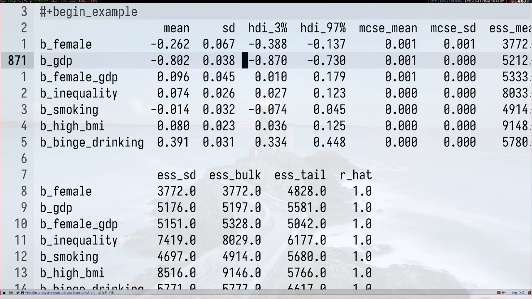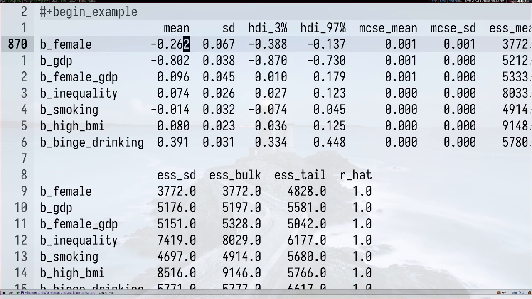The effect of GDP is that higher levels of GDP will decrease mortality. Again, that's what we would expect. Richer countries have lower mortality. The interaction effect between female and GDP is positive. So that means that this negative effect becomes smaller as GDP increases.